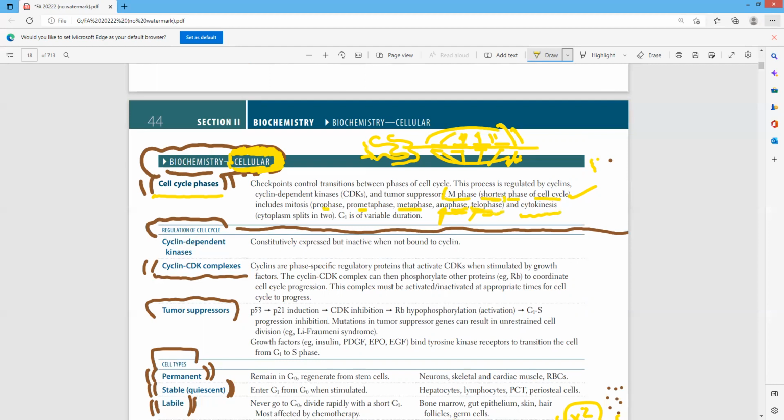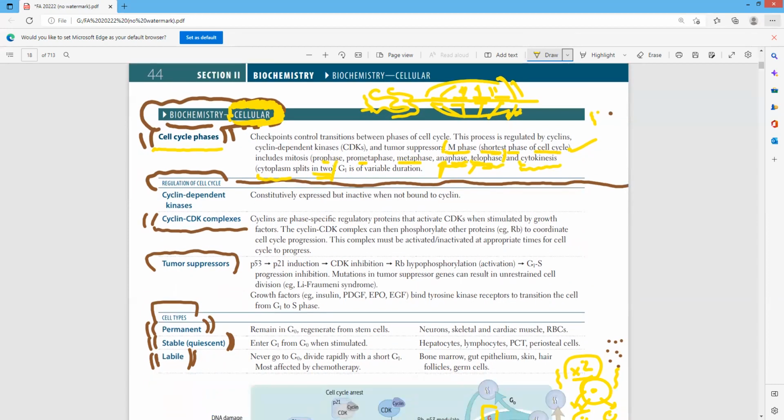Here you split the DNA or the chromosomes or the genome, and then you split the cytoplasm into two cells, and this is called cytokinesis. It occurs after mitosis. Let's talk about that and associate it with tumor suppressors and diseases, and you may see that on your board exam day.